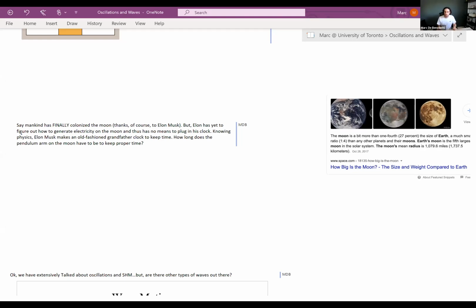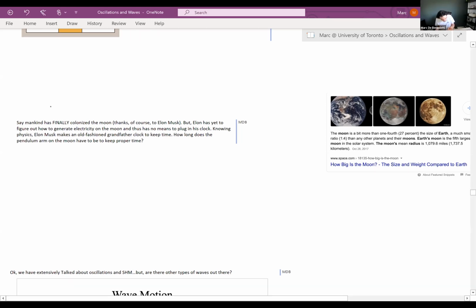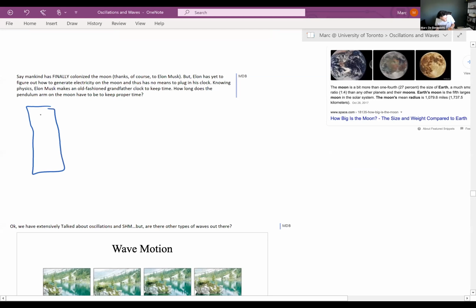This is where a grandfather clock comes in. For those of you who don't know, you have the clock face up here, and you have a pendulum down below that swings back and forth, back and forth. As it swings, it rotates cogs in the clock, and that's what drives the clock forward. That's what keeps the time.